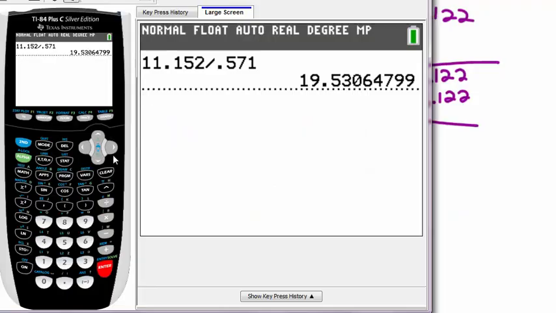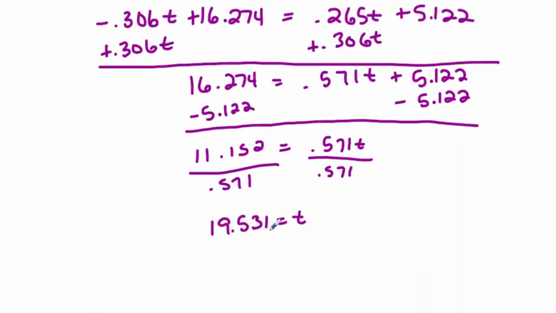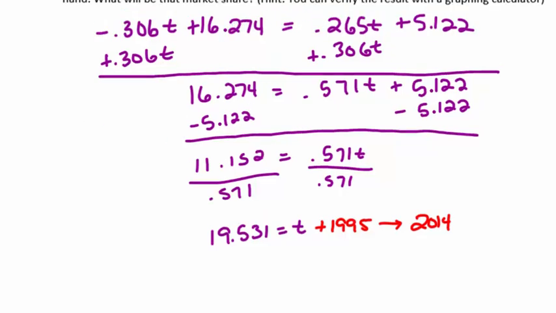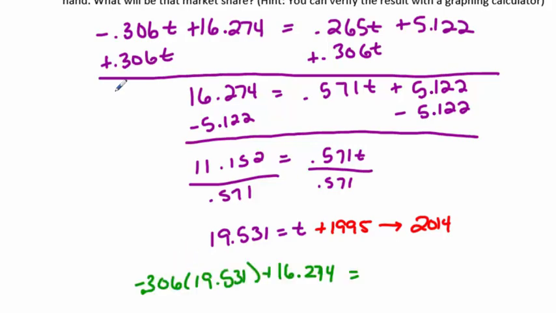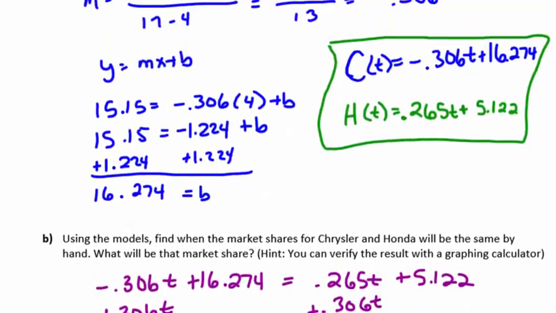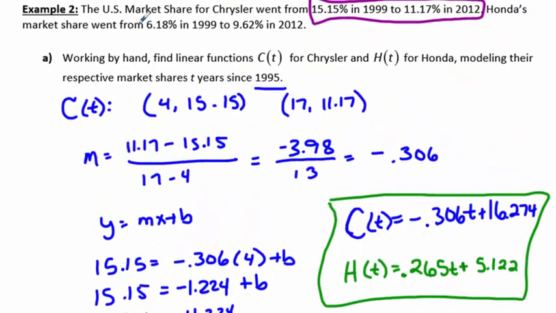The value of t comes out to be about 19.531. This is going to be our year value. So since our starting year was 1995, this will give us the year 2014. What happened in the year 2014? If we take the 19.531 and plug it into either of the equations, we should get the market share value, the value where the two equations are equal. Let's go ahead and take that and plug it into the Chrysler equation. We get about 10.3. And if you check back up, our units were in percent.